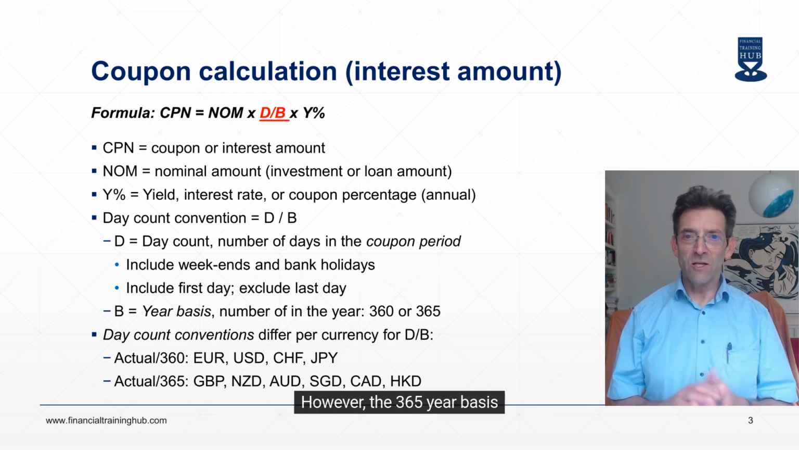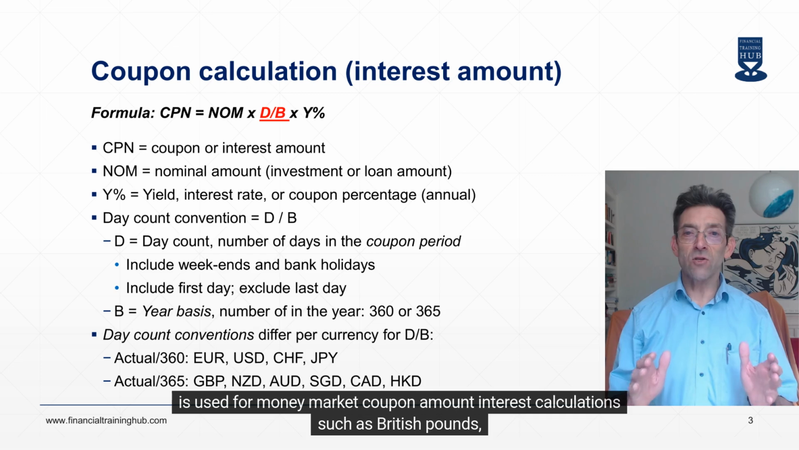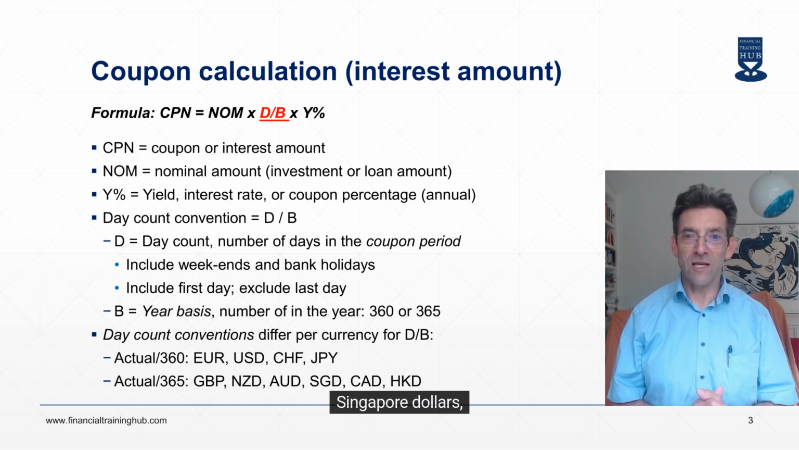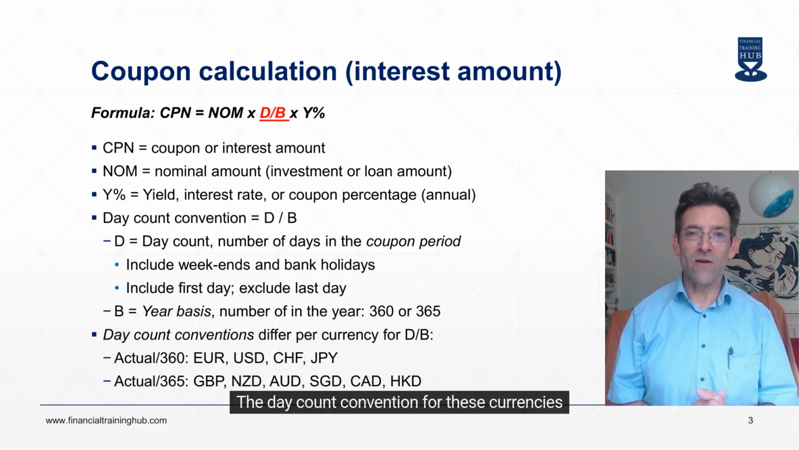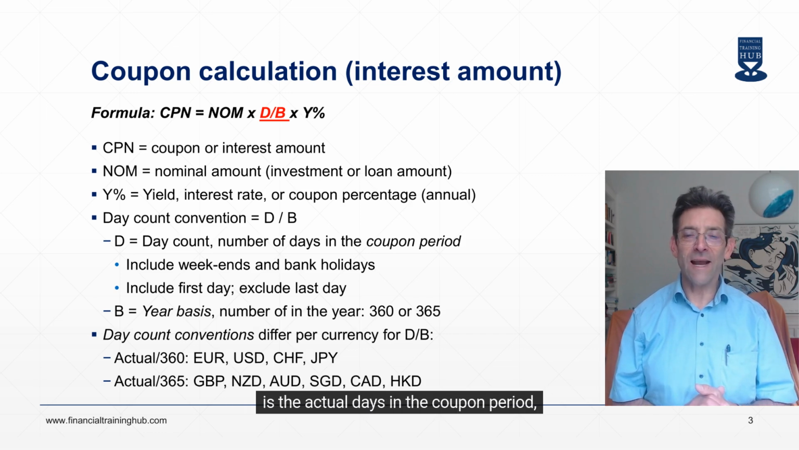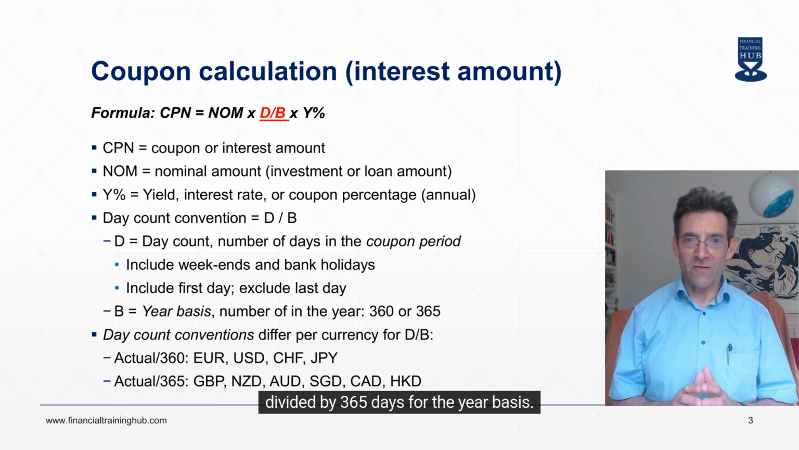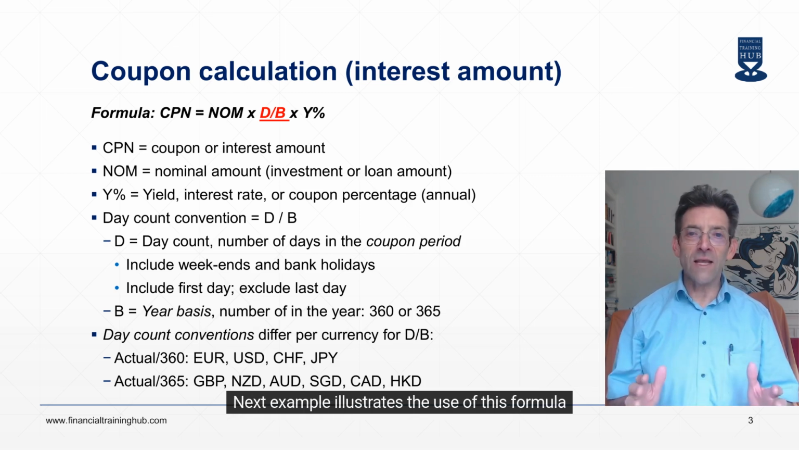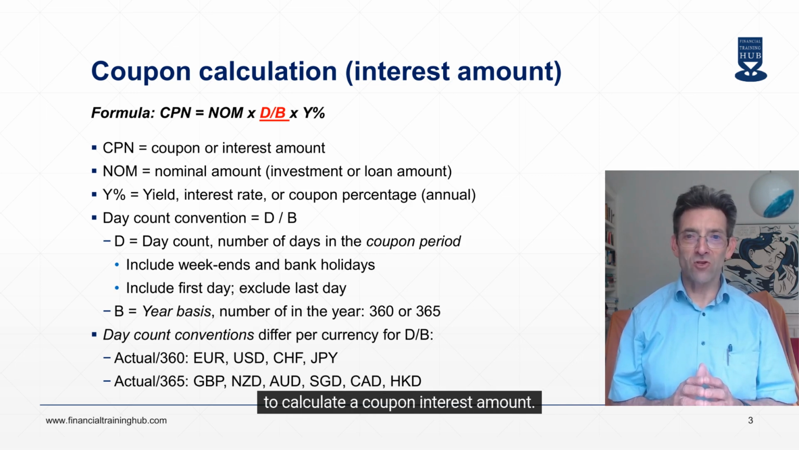However, the 365-year basis is used for money market coupon amount interest calculations such as British pounds, Australian dollars, Singapore dollars, Canadian dollars, and Hong Kong dollars. The day count convention for these currencies is the actual days in the coupon period divided by 365 days for the year basis. Next example illustrates the use of this formula to calculate a coupon interest amount.